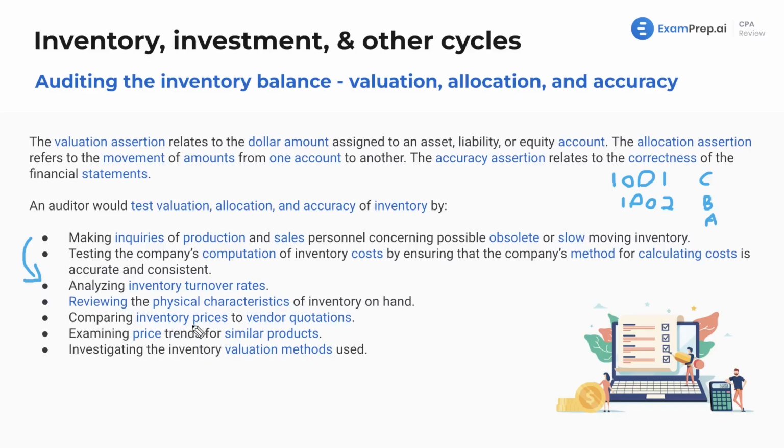We could compare inventory prices to vendor quotations. We could examine price trends for similar products and investigate the inventory valuation methods used, really just making sure that the dollar amounts are correct. If you're selling the same good that another company is selling, you as the auditor can make sure your client is properly valuing it, right?